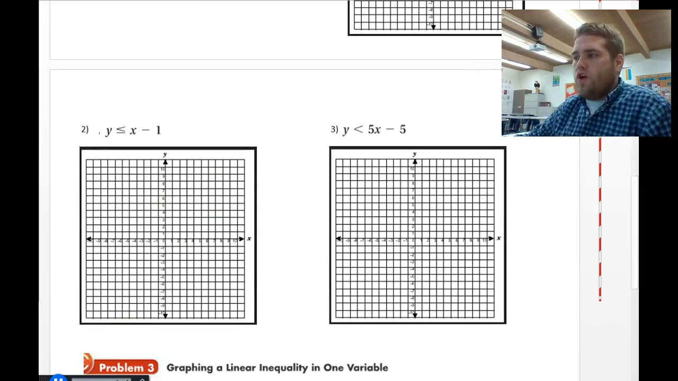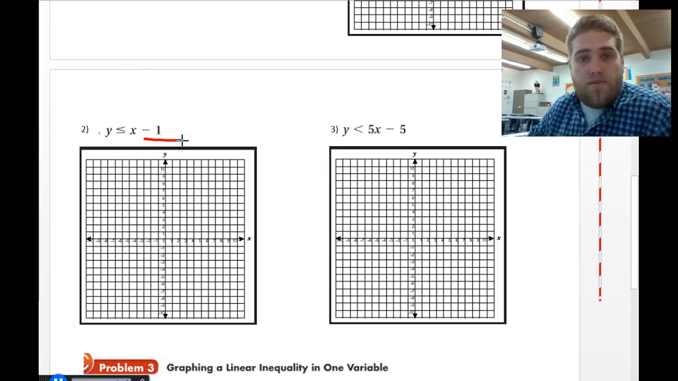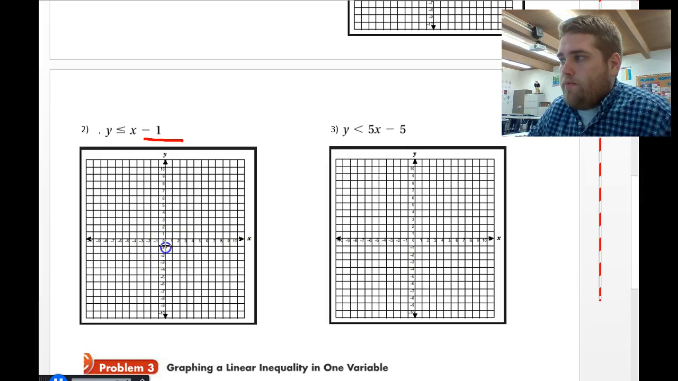So on number 2, I've got a y-intercept. This is the same exact graph, isn't it? Except this is different. So my y-intercept is -1, so I start here at -1. And my slope is 1. So 1, 2, and here we are.